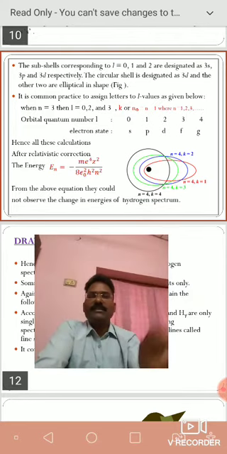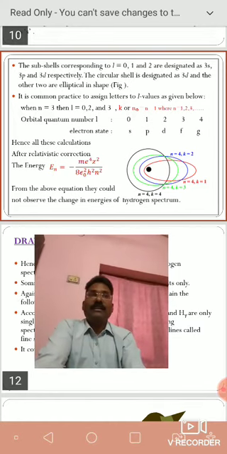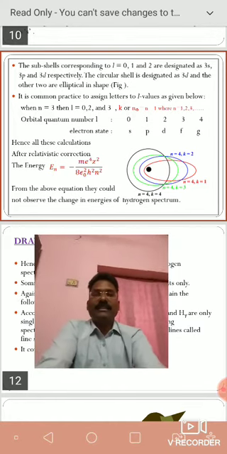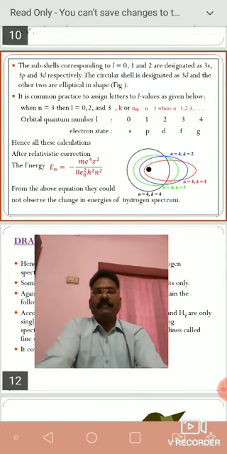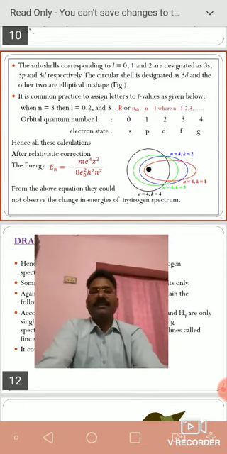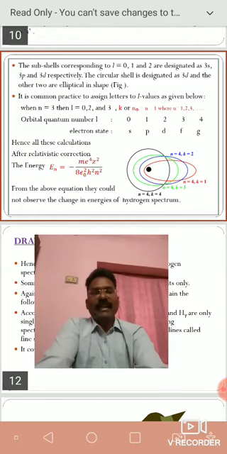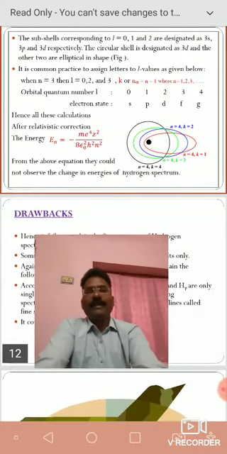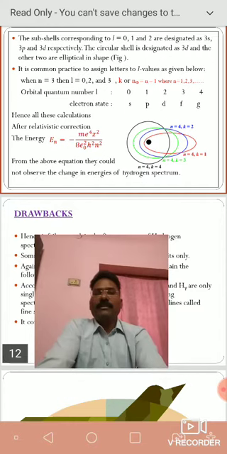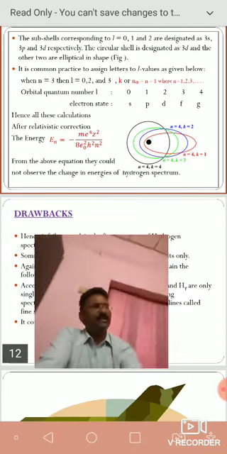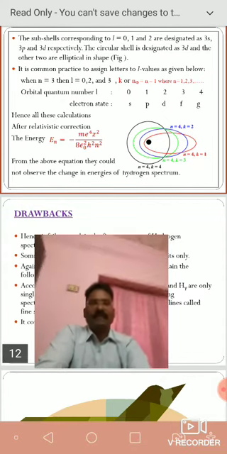Hence, after all these calculations with Sommerfeld's elliptical orbit relativistic correction, the energy may be obtained and calculated as En is equal to minus mu e to the power of 4 z squared over 8 epsilon naught squared h squared n squared. Therefore, from the above equation, they could not observe the change in energy of the hydrogen spectrum. No change. The same energy is obtained.